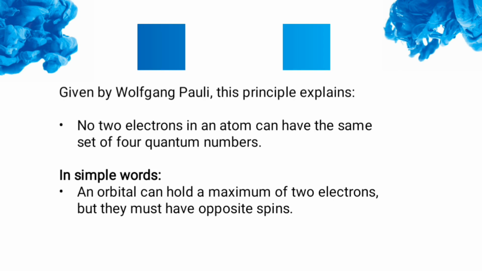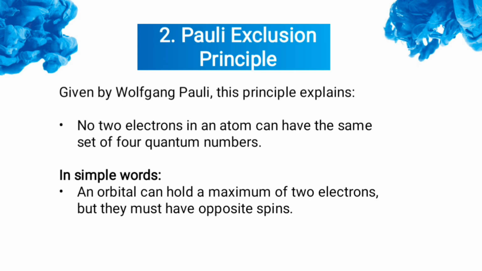Now, the second one is the Pauli Exclusion Principle. Given by Wolfgang Pauli, this principle explains that no two electrons in an atom can have the same set of 4 quantum numbers. In simple words, an orbital can hold a maximum of 2 electrons, but they must have opposite spin.